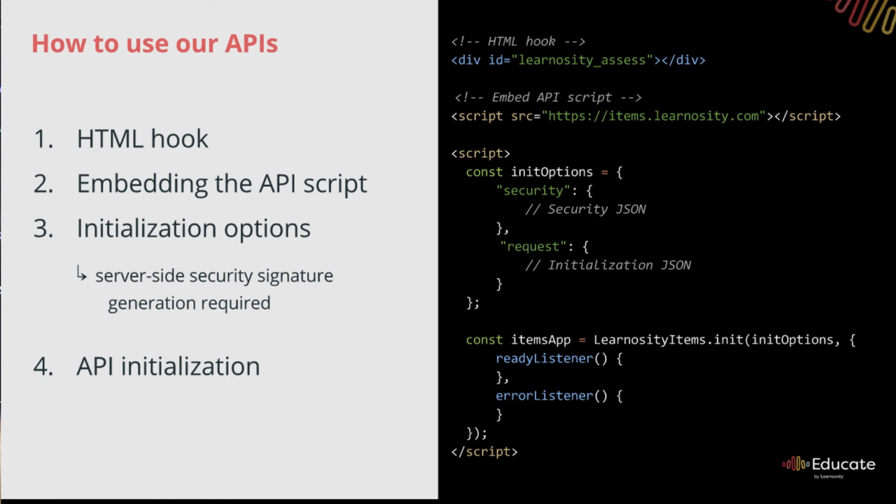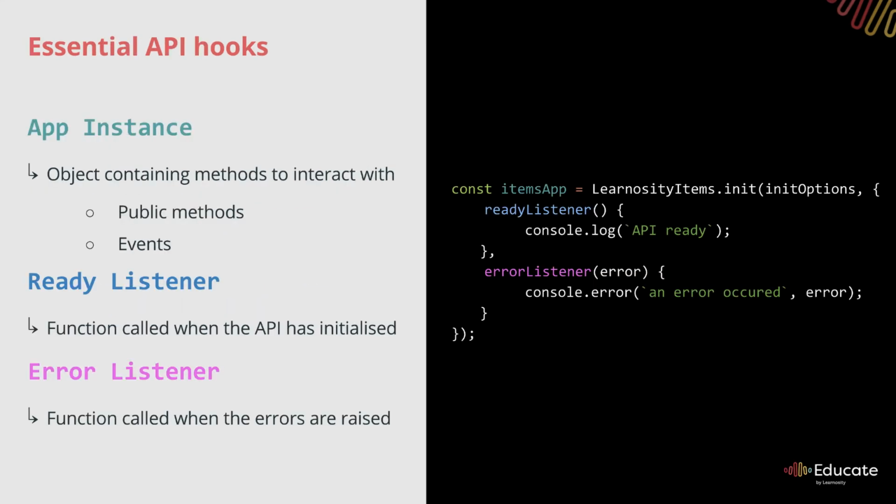Once you have that, you need to have the init options. That consists of a security package, which you generate on your server side. You don't want to have your secret and sensitive information on the client side. So you need to have that done before it hits the web page. And then you have the request. That's where you make references to the content you want to load, and that's where you include your configurations. When you have that, then you just call the init public method. That's one method we have for every single API we have, and then your API is up and running.